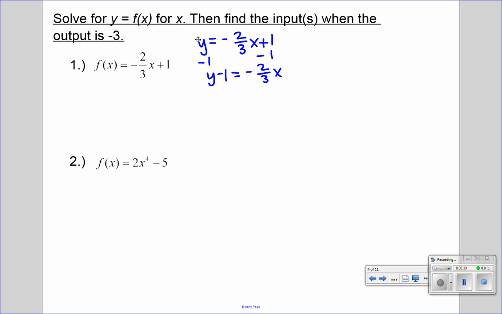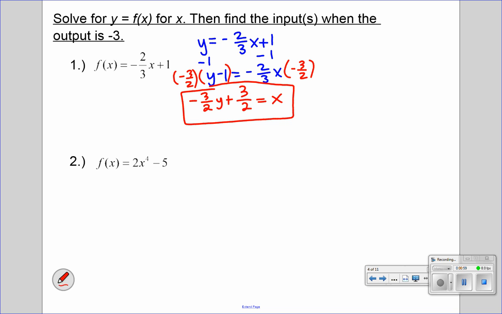And then we can multiply both sides by a negative 3/2. And we get a negative 3/2 y plus 3/2 equals x. So this right here is our inverse of our original function, okay? And this says find the inputs when the output is negative 3.